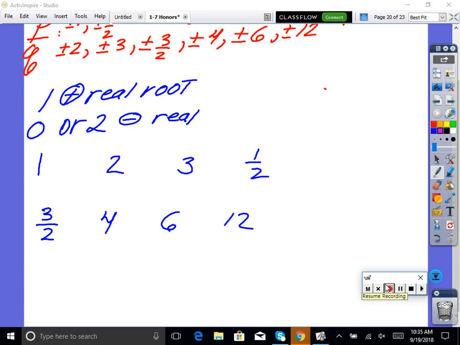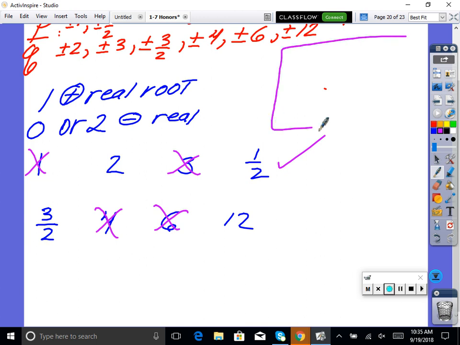You said 4 doesn't? 6 doesn't? 1 doesn't, 3 doesn't. 1/2 works. We're done. We can stop because we're going to see the quadratic factors. So we have a special place where our solutions go. x equals 1/2 works. So now what were your quadratics?